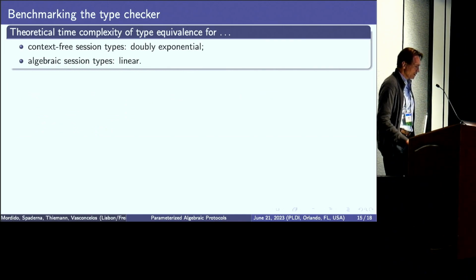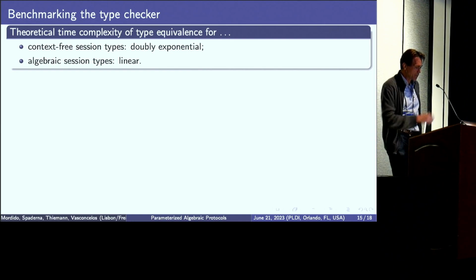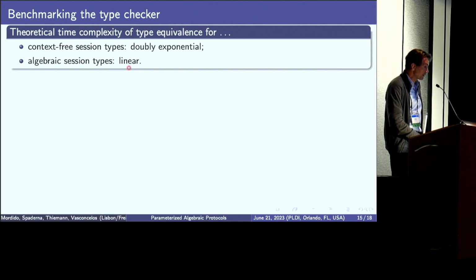Another reason for the implementation is that we used it to benchmark the type checker. I complained before about the theoretical time complexity of type equivalence. For context-free session types, it's doubly exponential in the worst case. And for algebraic session types, we are proving in the paper that the type equivalence is asymptotically linear in the size of the type.